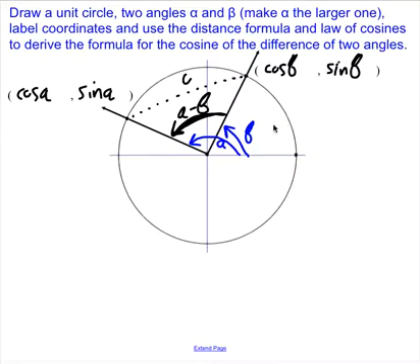So at this point, we've labeled everything, and these are the pieces we know. And keep in mind, what we're trying to prove is, oh, where'd my crayon go? Oh well, is cosine of alpha minus beta. And what we're going to do is set up, using this diagram, the law of cosines as well as the distance formula.